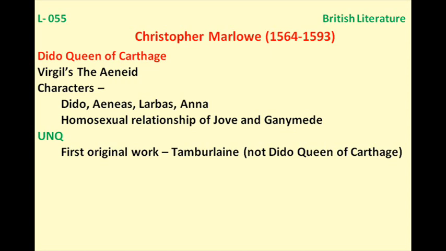So in Dido, Queen of Carthage, we have the myth of the Queen Dido and her love interest Aeneas. This play was performed in the year 1594 by Children of the Chapel. Children of the Chapel, it is a company of the actors. Now, what is the plot?